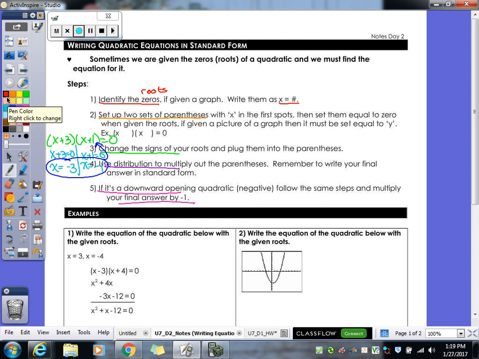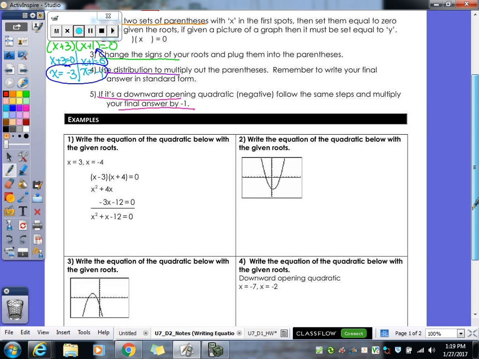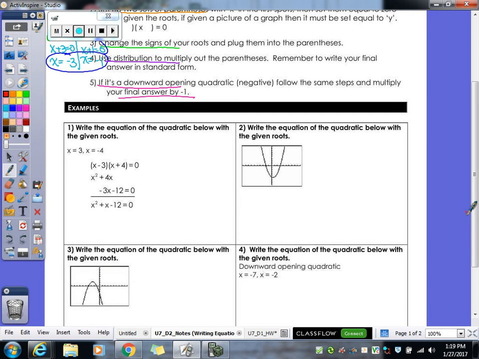So if we take a look at the first example, it's actually already been worked out for you. I identified my 2 roots. I had a root of x equals 3 and x equals -4. They gave us that. So I set up my parentheses with my x's in the front. Since there was no picture, it's set equal to 0. So anytime there's no picture, you always set it equal to 0 because you're writing an equation. It has to be equal to something.